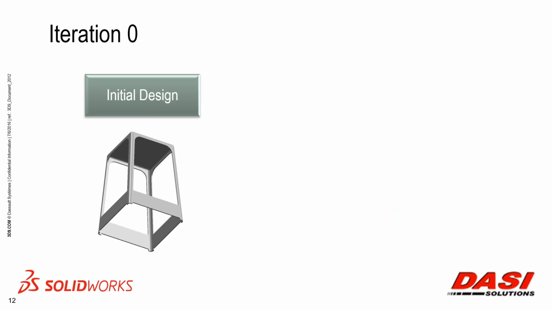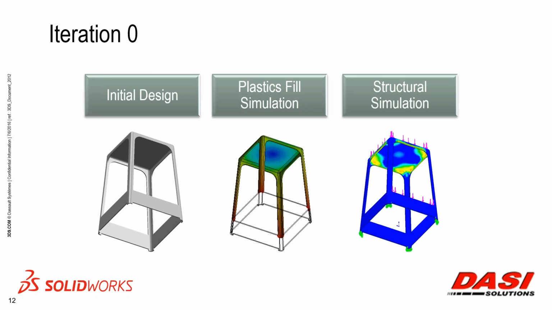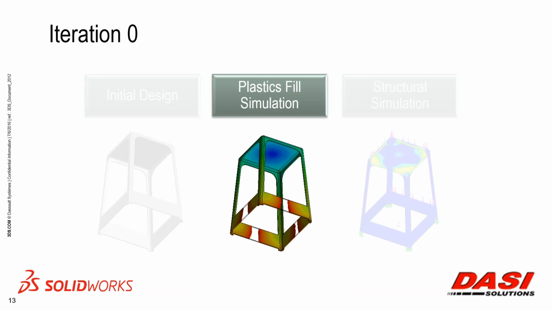Here's our initial design, the crude first version, and then we'll do a fill. You can see where I'm going to put the injection location for this fill, right in the top center. I'll walk through that in a moment, and then we'll do the structural simulation, and you'll see a lot of stresses up in the top as well. So we'll maybe have to make some design changes to reduce the stresses. So starting off the plastics simulation at this point.